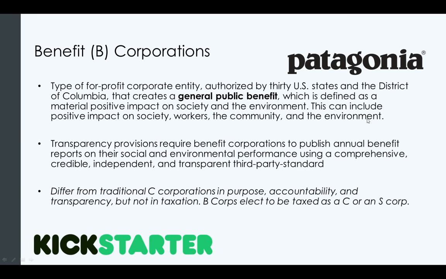Transparency provisions require benefit corporations to publish annual benefit reports. They have to prove that they're actually providing a benefit to society. And they have to prove that from their social and environmental performance, basically providing a lot of paperwork and documentation. And it also has to basically use independent and transparent third-party standards. So they have to show from outsiders also that they're able to do this. So this is different from a C corporation in purpose, accountability, and transparency, but not taxation.